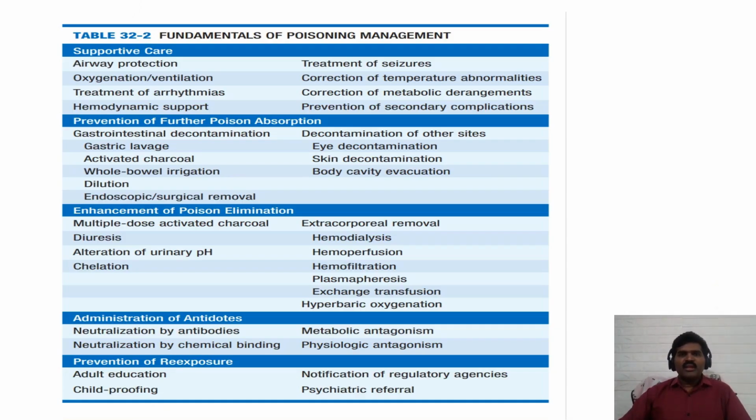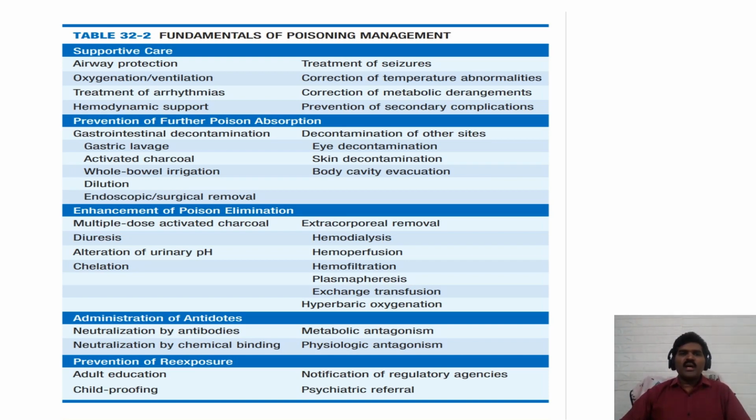The fundamentals of poisoning management. Supportive care includes airway protection, oxygenation or ventilation, treatment of arrhythmias, hemodynamic support, treatment of seizures, correction of temperature abnormalities, correction of metabolic derangements, and prevention of secondary complications. Prevention of further poison absorption by gastrointestinal decontamination, which includes gastric lavage, single dose activated charcoal, whole bowel irrigation, dilution, endoscopic or surgical removal of tablets, decontamination of other sites like eye decontamination, skin decontamination, and body cavity evacuation.